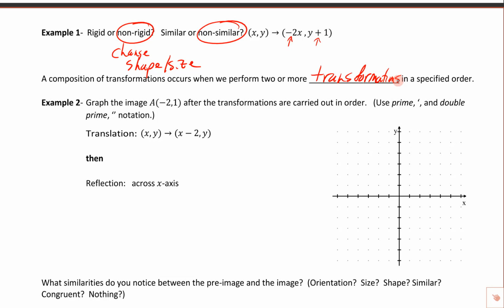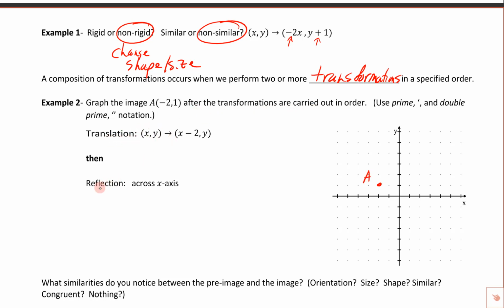Now on some of the ones on today's assignment, all you have to do is take a point. So let's take this point right here. The point A is negative 2, 1. So we're going to graph that over here. So we're going to go to negative 2, 1. So that's the point A. All right, that's the original point that we're working with. So we're going to carry out these transformations.